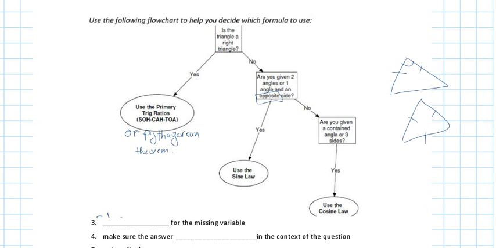So after you figure out which formula you're going to use, you're going to solve for the missing variable, and then make sure the answer fits in the context of the question. And then write a final statement. This is very important, as I told you that in this unit, I will be taking marks off for final statements. So if I don't see your final statement for word problems, then you're going to lose marks. Units, final statements. Make sure you include units.